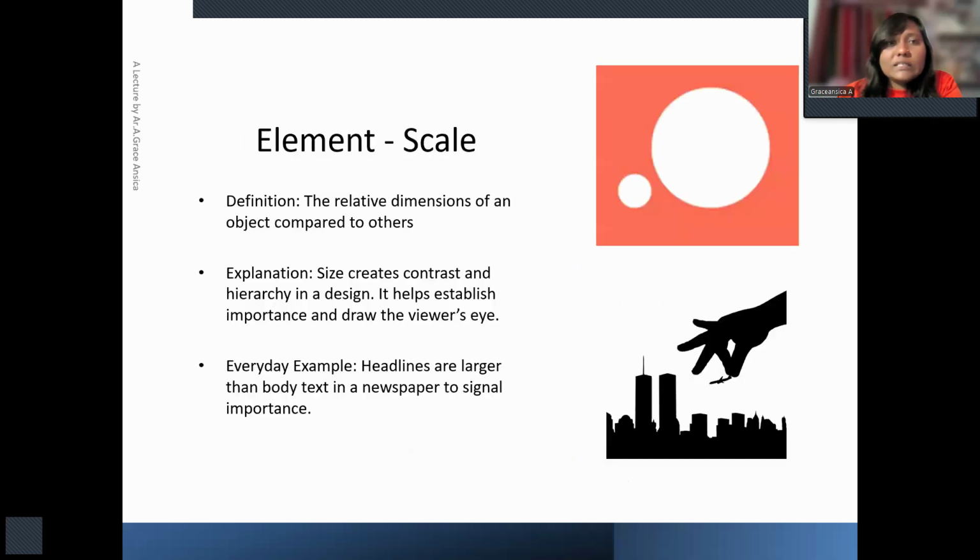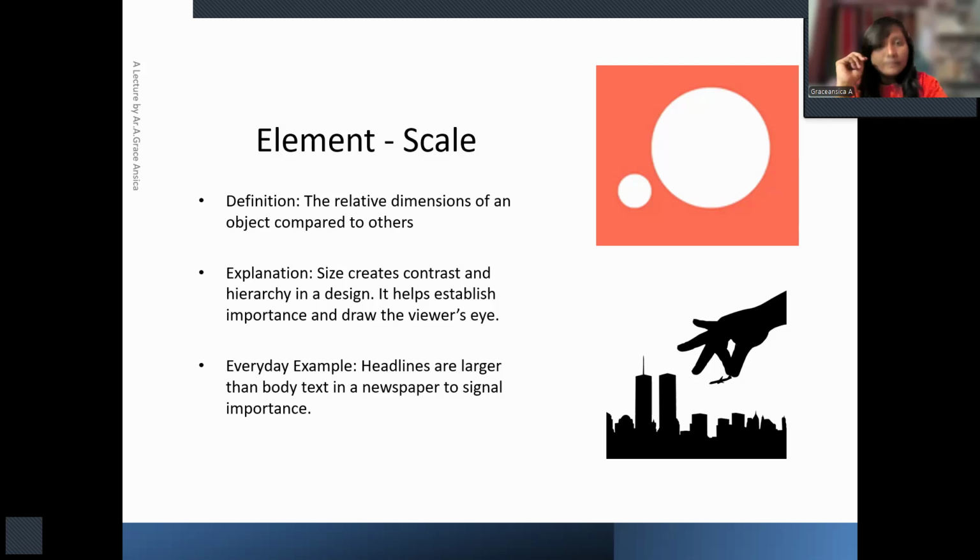Okay, now let's go to scale. The example I gave you, a smaller hexagon and a bigger hexagon. Automatically my eye comes to the bigger hexagon. Why? Because the hexagon is small here and it is bigger over here. So automatically scale becomes one of the elements. Although it is the same shape, the scale will automatically differentiate the difference between these two. The viewer's eye directly goes to the top image.